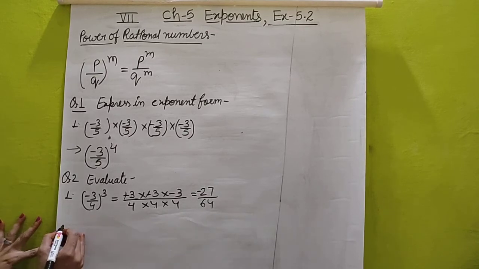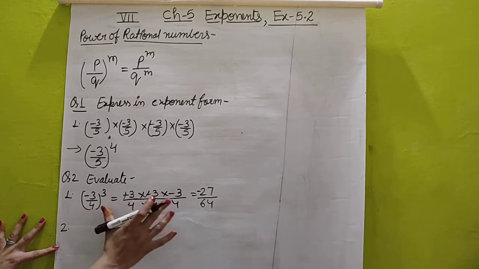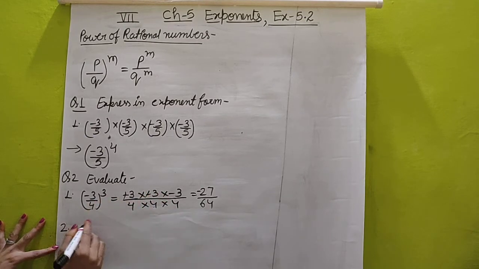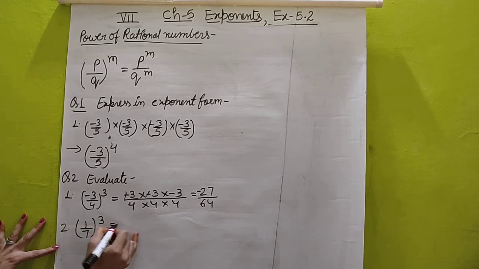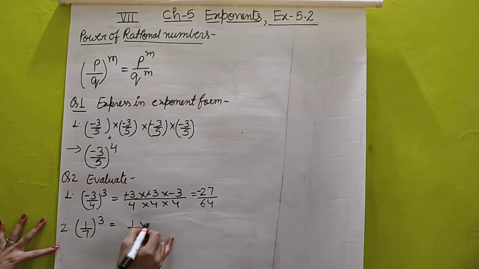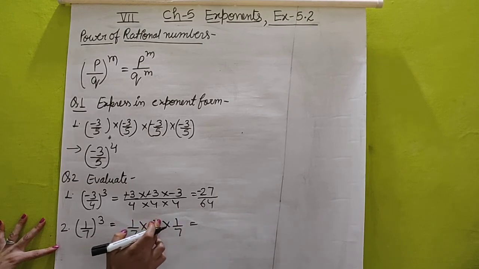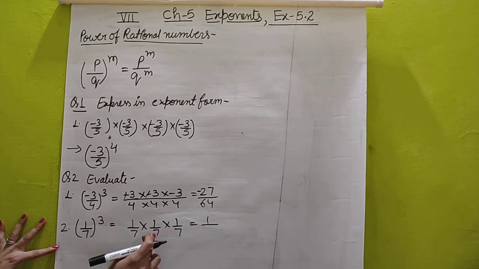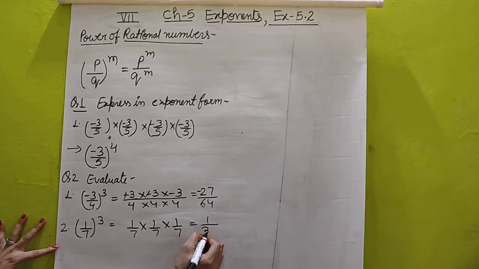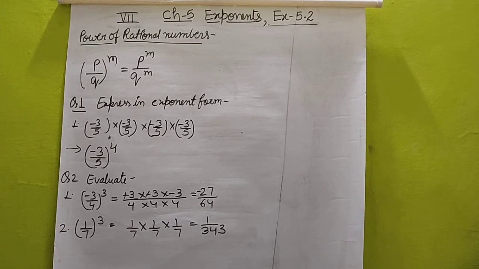So next one students, like this you have to expand. Next one is 1 upon 7 raised to power 3. Again students, 1 upon 7 multiply 1 upon 7 multiply 1 upon 7. 1 multiply 1 multiply 1 it will be 1. 7 multiply 7 is 49. 49 multiply 7 it will be 343. Okay students, now question number 3.